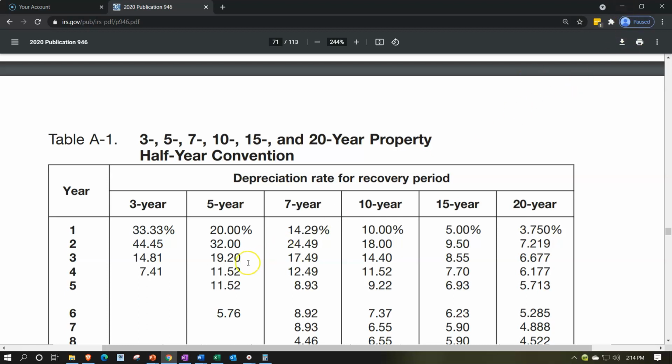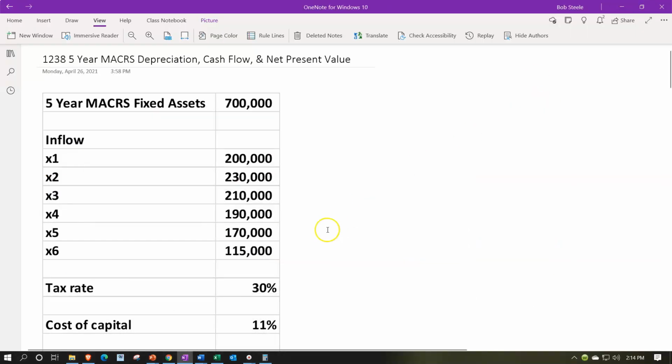It won't be exact. You could use these percents to work it out, but I think it's useful to get an idea of what the double declining balance is doing. So we'll do that first. Then we'll take a look at the cash impact, or the tax impact. Then we'll take a look at our cash flows. Then we'll present value this thing.